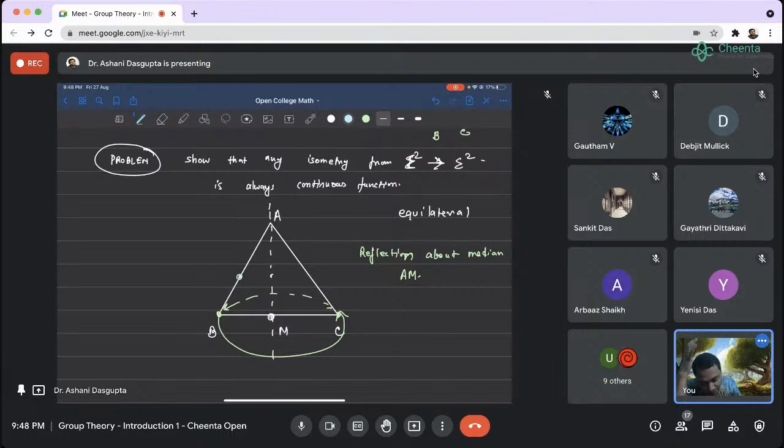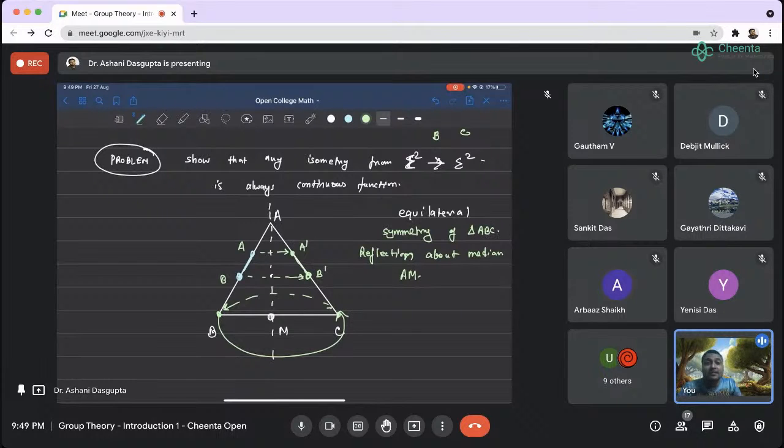Distance between points and their images are preserved. So A is sent to A prime, B is sent to B prime. So the distance between AB and A prime B prime is also preserved. Of course it is. But the entire object ABC sits on itself. The image sits on itself. So reflection about the median AM is an example of a symmetry of the triangle ABC.